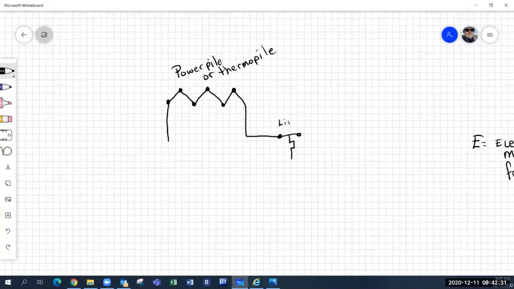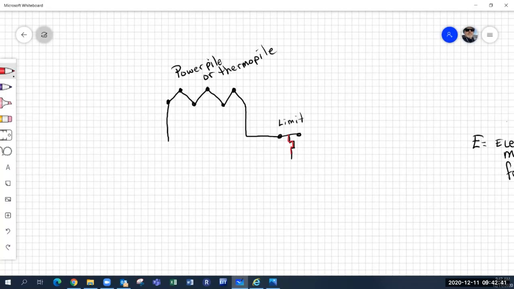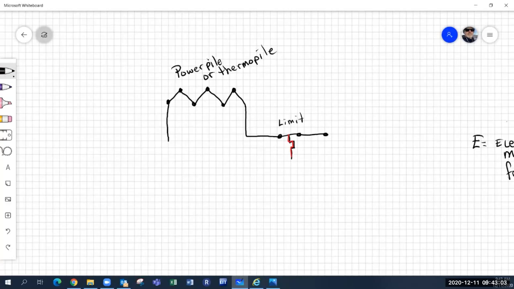And this little indication right here indicates a bimetal strip or a temperature actuated device. And what it does is on heat rise, if it gets too hot, this limit switch will lift and open the circuit. Okay, so that's what that does. And then I'm going to run this over to a thermostat, and it is also a bimetal strip. On heat rise, it opens, and on heat drop, it closes.